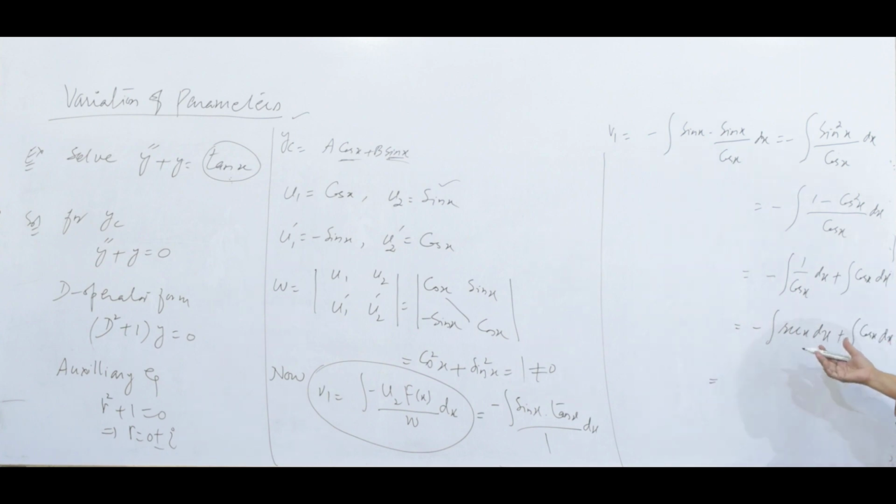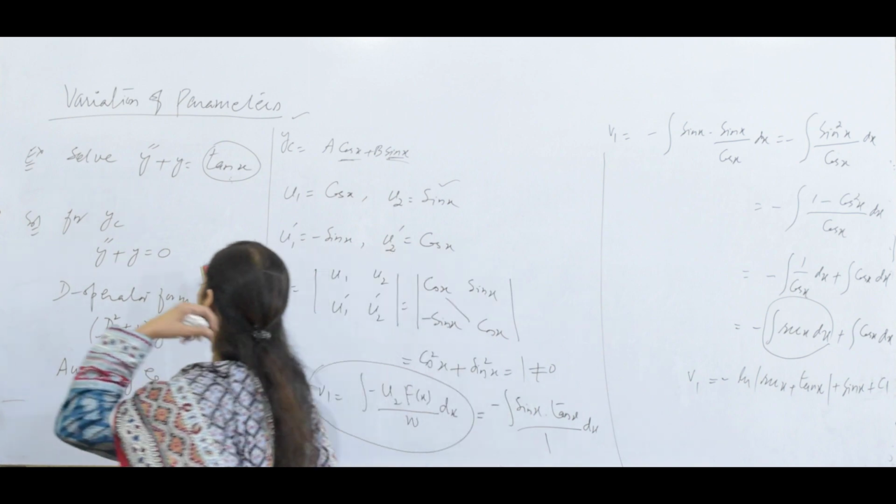And maybe you know the integration of this, which is natural log of secant x plus tan x. This is the integration of this. And integral of cos is sin x plus c1. So this is your v1. So you have to have a constant there, which is c1.